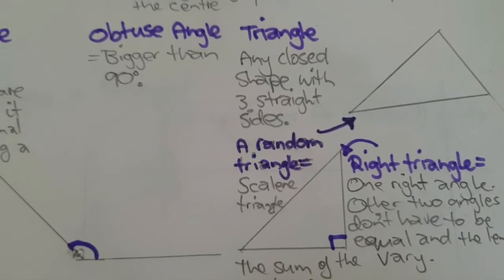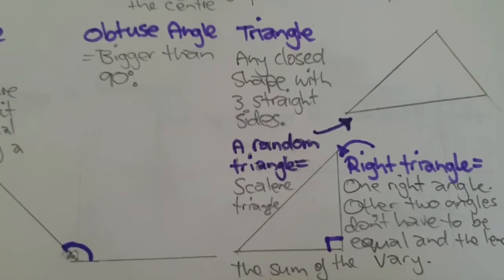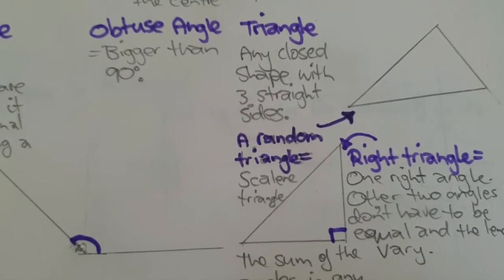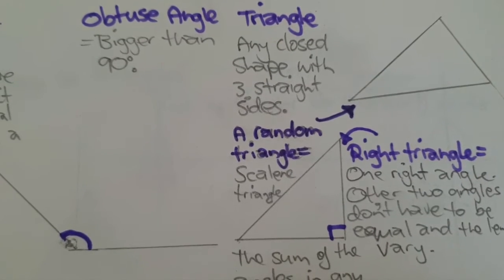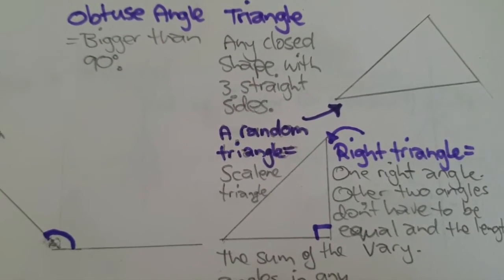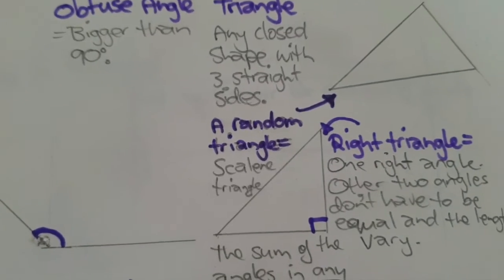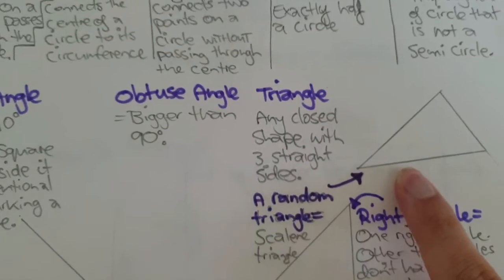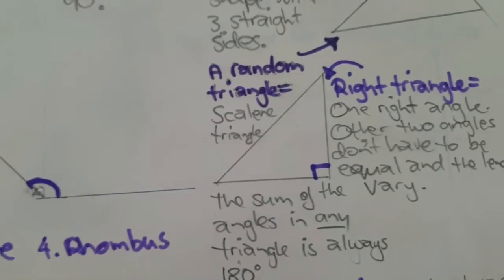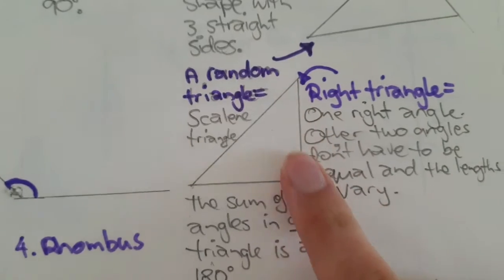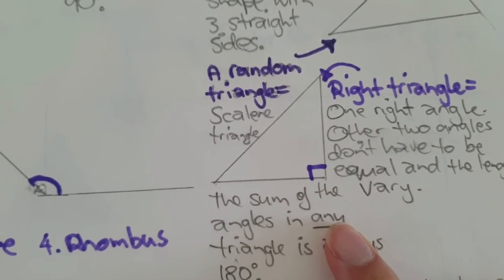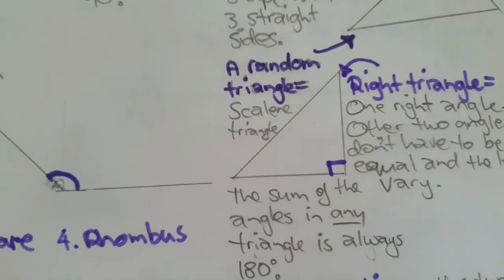Triangle. So there's actually several different types of triangles. A triangle in definition is any closed shape with 3 straight sides. A random triangle is this one here. Then you've got your right triangle, which has a 90-degree angle between 2 sides.